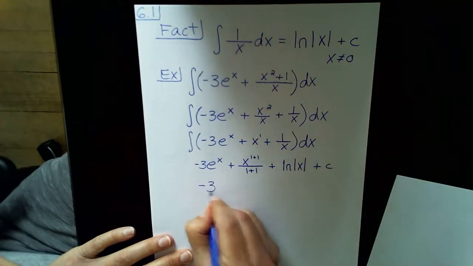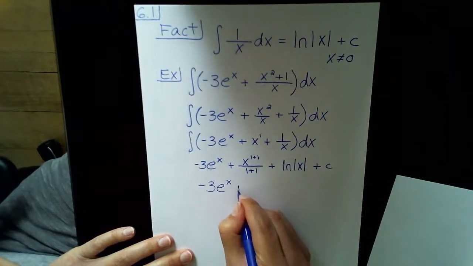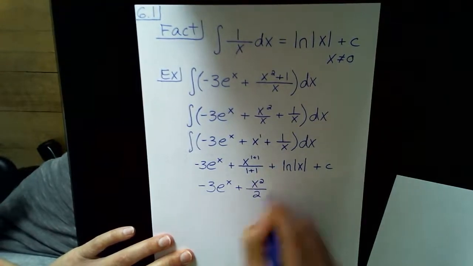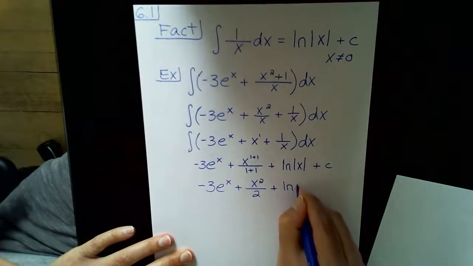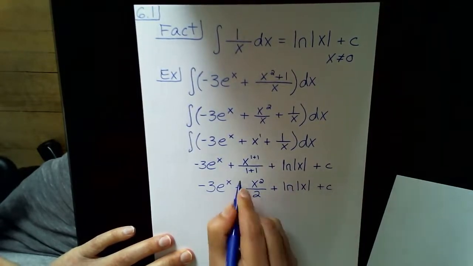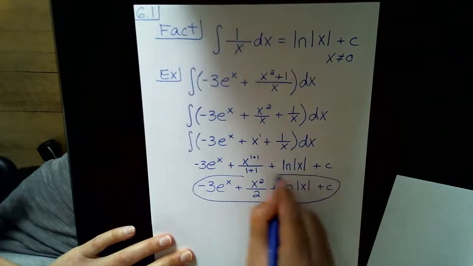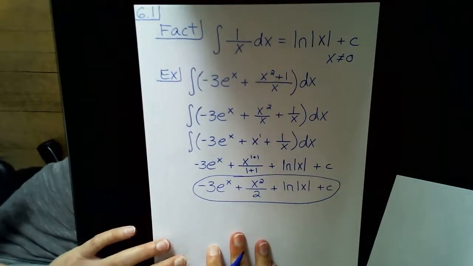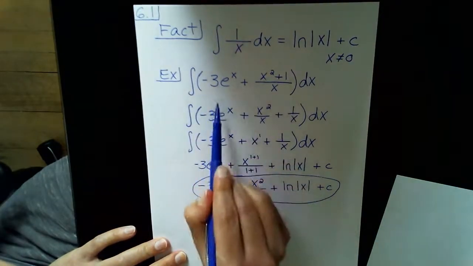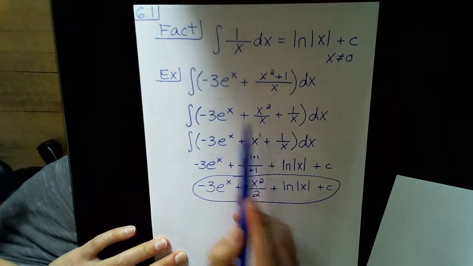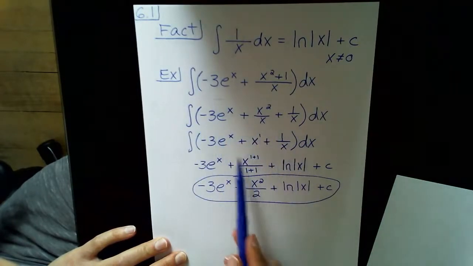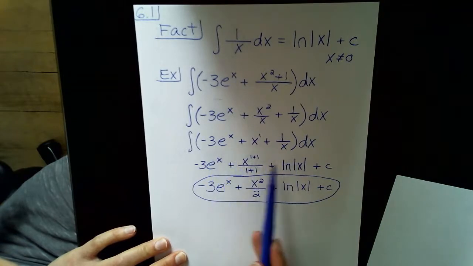We have negative 3 e to the x plus x squared over 2 plus the natural log of the absolute value of x plus c. And that is the complete antiderivative of what we started with. So notice we didn't have to break it up, but what we did was the exact same process as if we broke it up.